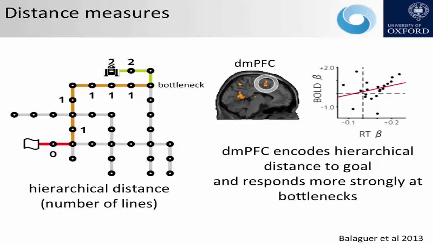So interestingly, when we measured brain activity from humans performing this task, we saw BOLD signals in a different region encoded the distance to goal in terms of the number of lines or number of contexts that remained to be traversed. And this cost of planning, this hierarchical cost of planning, in terms of the number of contexts to be traversed, was also encoded in human decision latencies, so how long it took them to respond, and those two effects were correlated across participants.